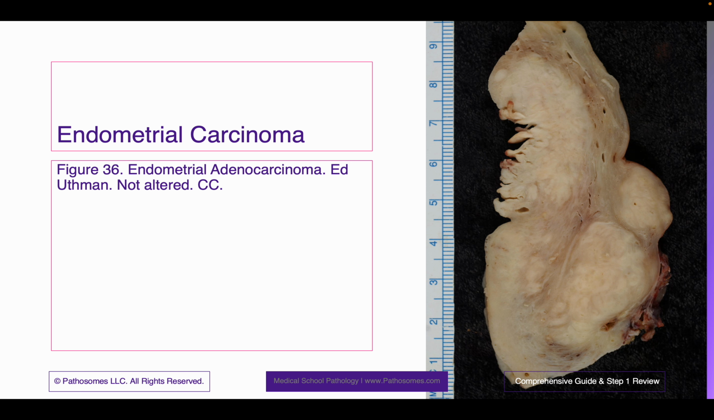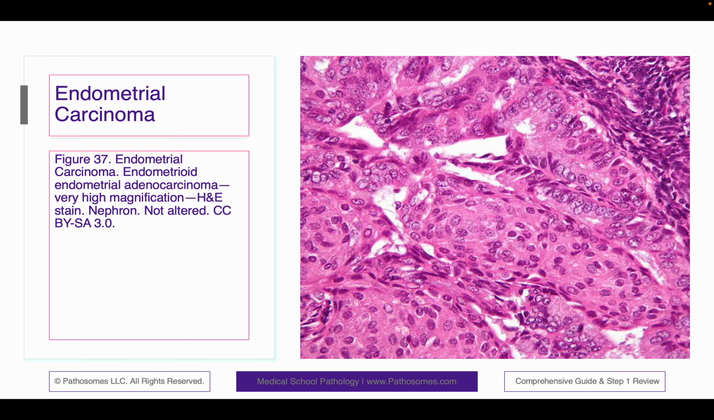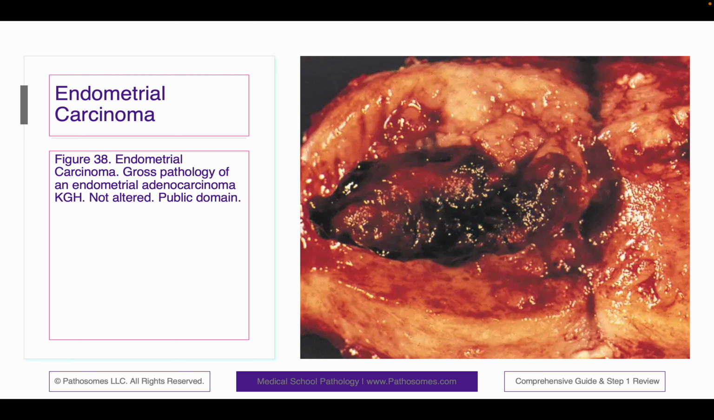And more endometrial adenocarcinoma specifically. You see those protuberant bulbous growths and that thick growth with those papillary fronds? Yes, that's endometrial adenocarcinoma. And here we have histology of an endometrial adenocarcinoma at very high magnification. And here we have the gross pathology of an endometrial adenocarcinoma.